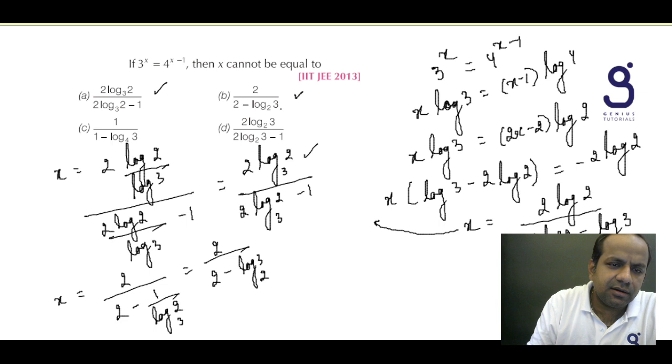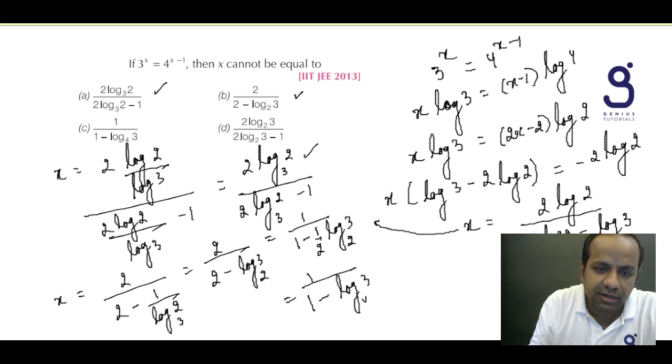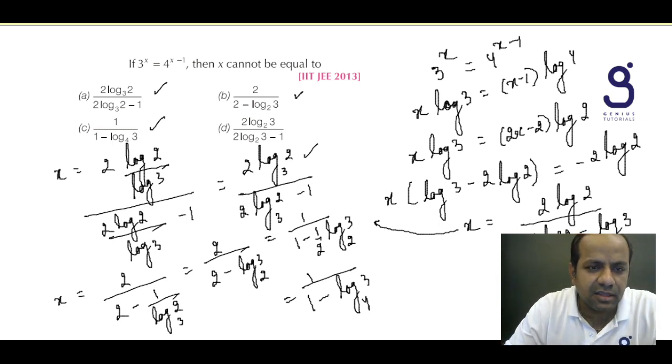Now if we take this 2 common from the numerator and denominator, what will we get? 1 upon 1 minus 1 by 2 of log 3 to the base 2. This 1 by 2 can be a power of the base. Rewrite it as log 3 to the base 2 squared, so it can be written like this. We can say option C is also correct.